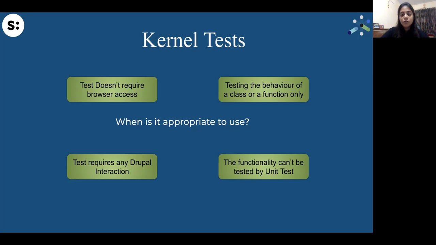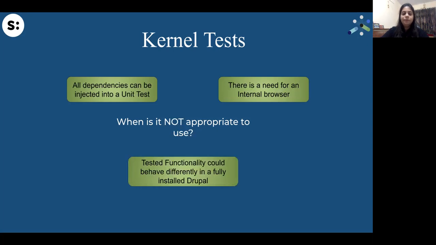Also, you're just testing the behavior of a class or a function only. It's not that you are testing the whole end-to-end functionality, where you cannot use kernel tests. You are just testing some classes, some functions, and there you can use kernel tests. If it requires any Drupal interaction, obviously. And you should write a kernel test only if your functionality cannot be tested within a unit test. If no Drupal interaction is required and it can be tested by writing a unit test, then a kernel test should not be written.